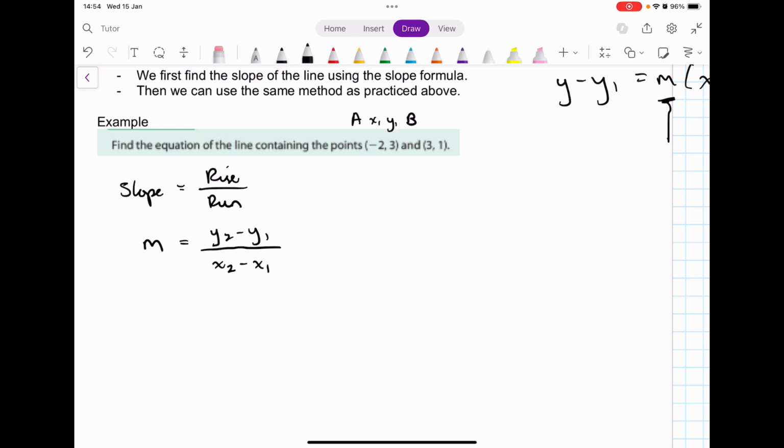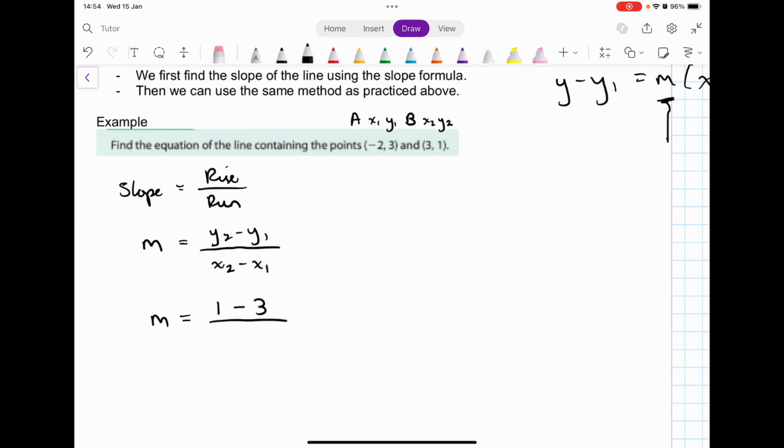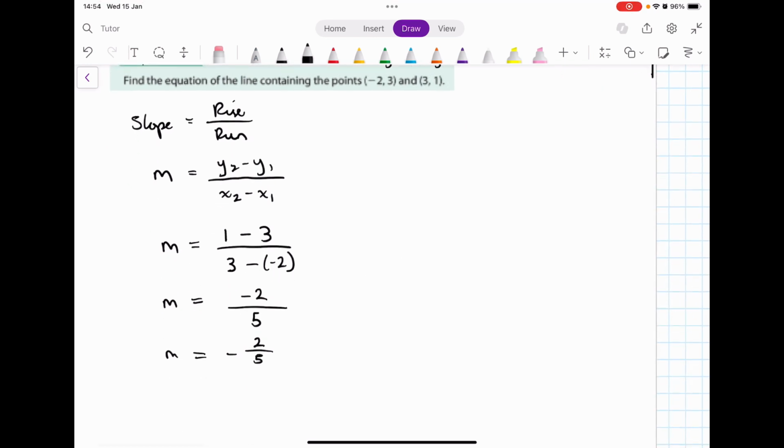I'm just going to write down what each of the variables are. So the slope is equal to y2, which is 1, minus y1, which is 3, divided by x2, which is 3, minus x1, which is minus 2. And so when we simplify this, it will be minus 2 divided by 5, which is equal to minus 2 over 5. And that is our slope.